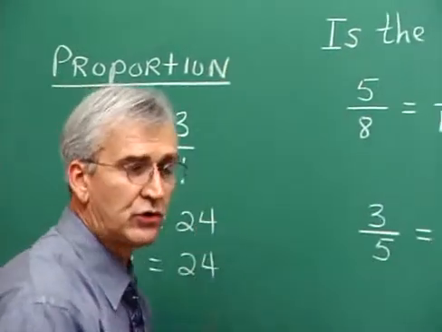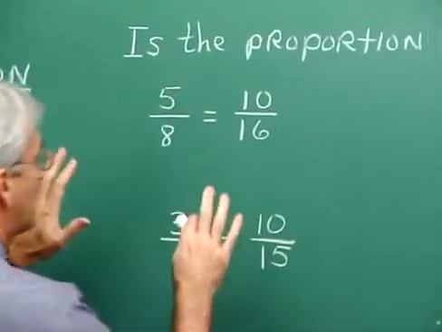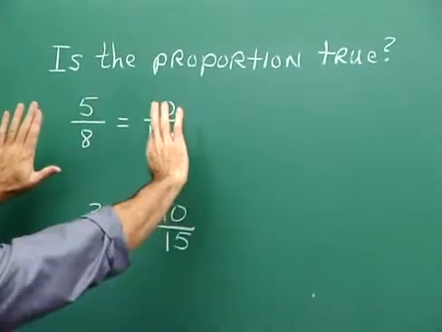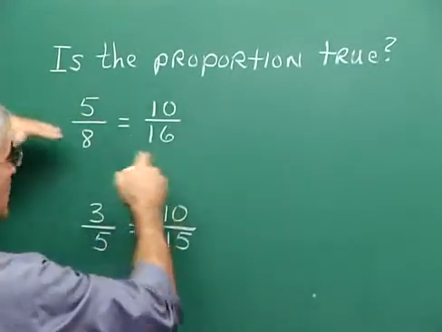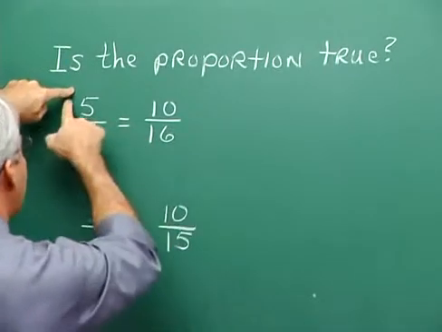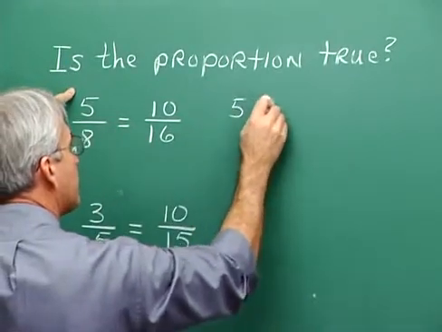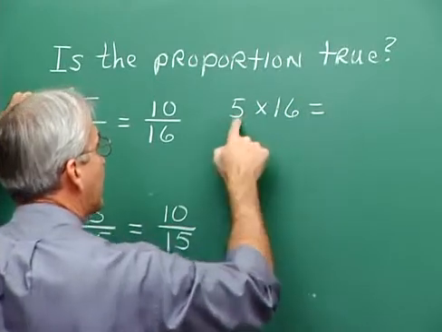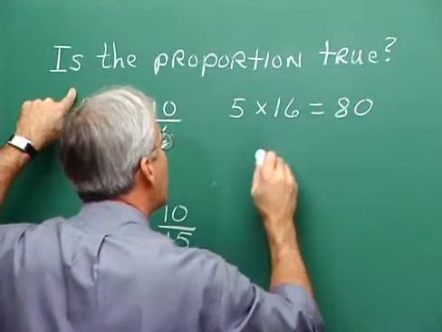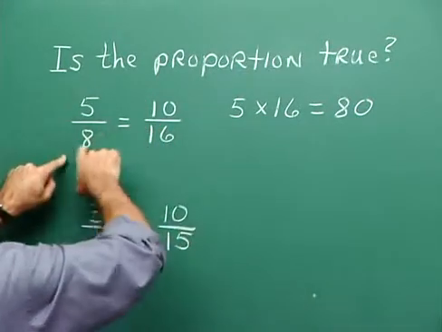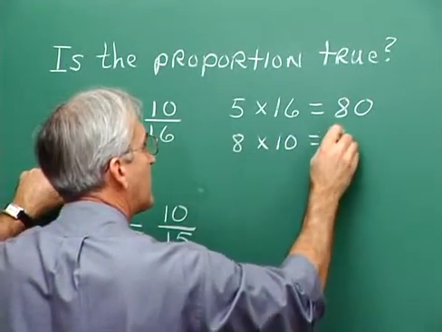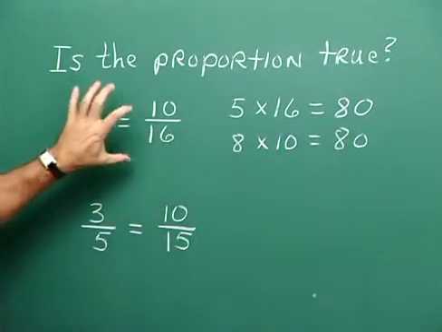Are these proportions true? To decide, once again, we're just going through a little cross multiplication. It doesn't make any difference which product we consider first. We can go this way first or this way first. But if we go along this diagonal, 5 times 16: 5 times 6 is 30, carry 3, 5 times 1 is 5, and 3 is 8, so this is 80. That's along this diagonal. Along the other diagonal, we have 8 times 10, which is also 80. So this is a true proportion.